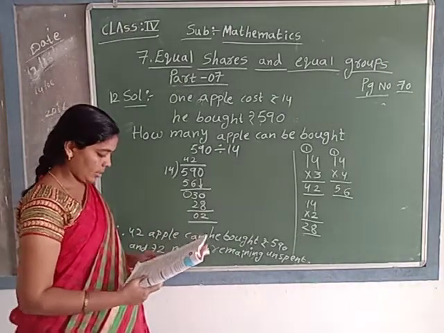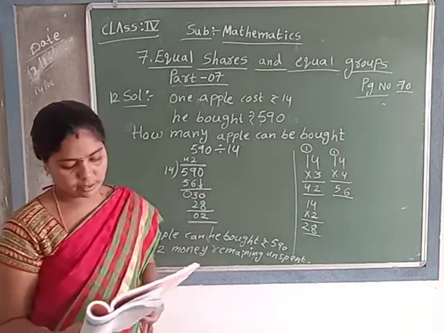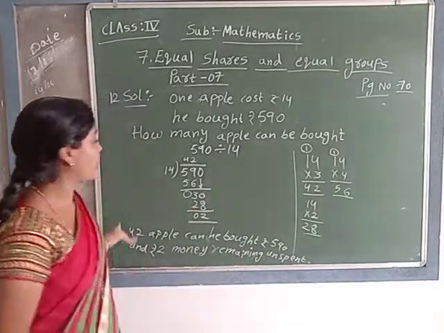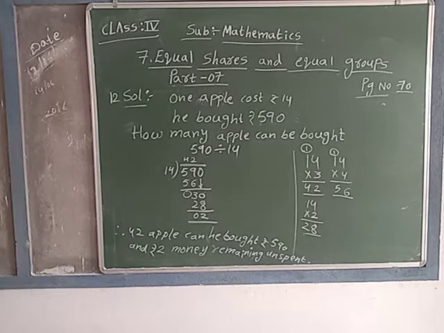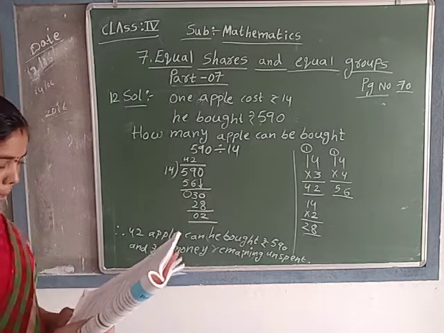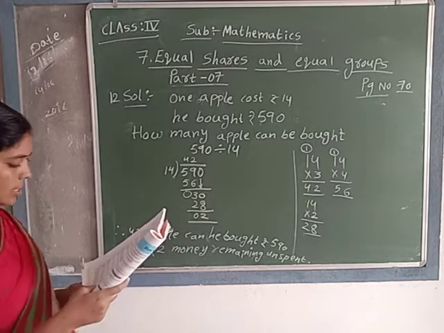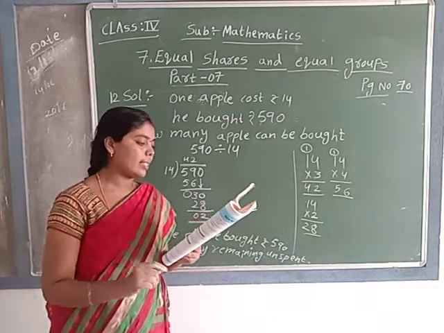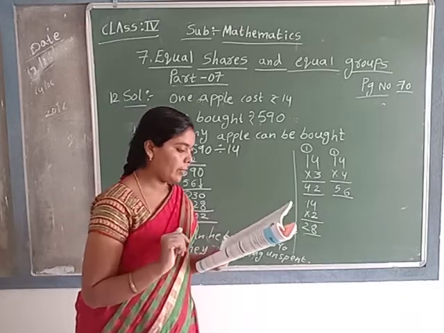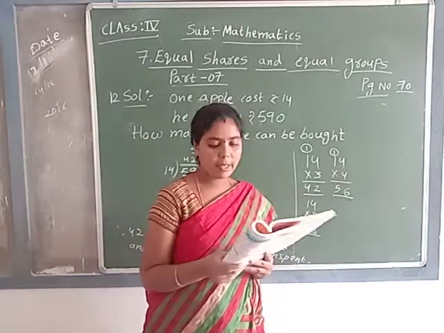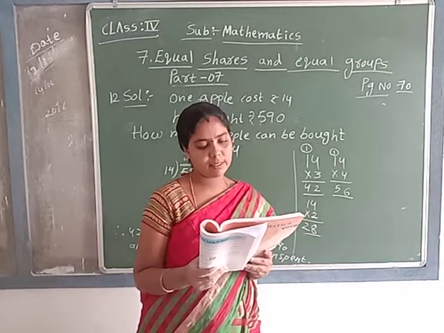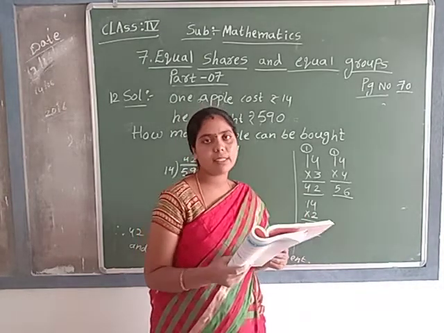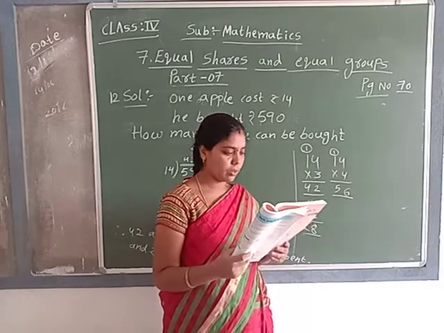Thirteenth one. Write this first. Write properly. See children, here, the 13th one. 675 apples are packed in 15 cartons. How many apples are there in each carton? The earlier problem is the same like that only. Do this also, the 13th one also. Okay.